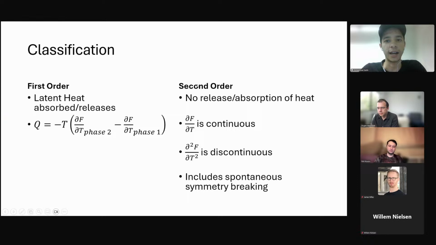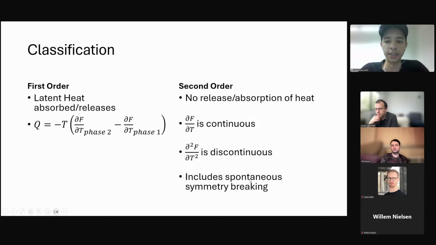And there is a second order phase transition where you don't have any release or absorption of heat, which means this quantity is zero. So the first derivative has to be continuous, and the second derivative is the one that is discontinuous. And this second order definitely includes spontaneous symmetry breaking. First order does not necessarily include spontaneous symmetry breaking.